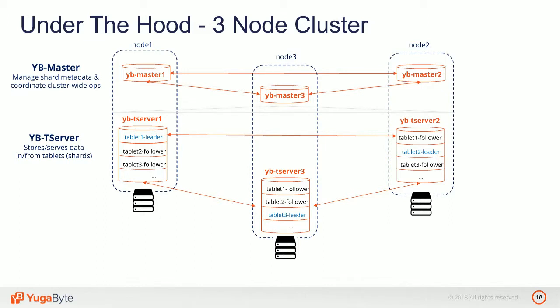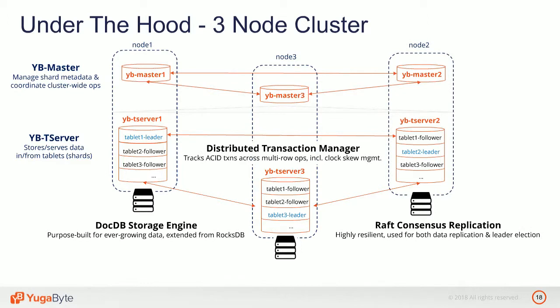And these are some of the underlying technology innovations that we have brought forth in terms of what we know as the DocDB storage engine, which is a document-based storage engine, Raft as the consensus replication layer between the various nodes, as well as during failures, how we elect new leaders for the tablets. And finally, there is a distributed transaction manager which ensures that our ACID transactions, even across multiple rows, across multiple shards, are correctly tracked and correctly committed.